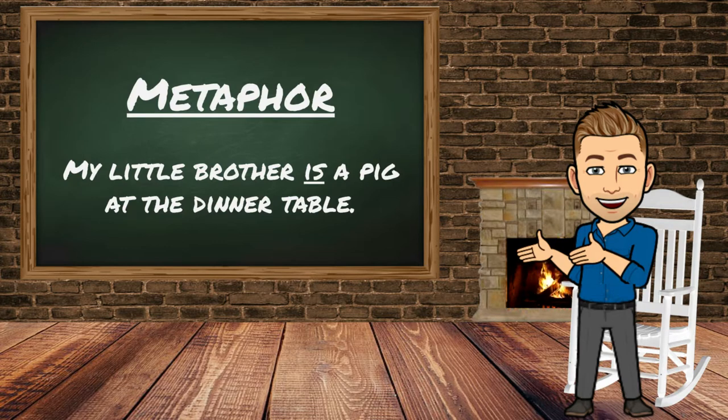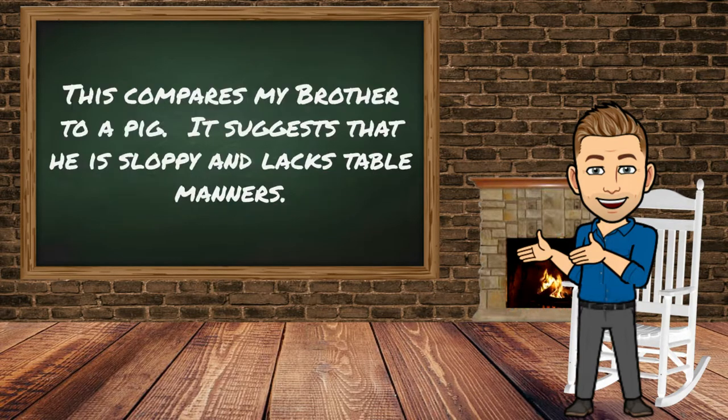My little brother is a pig at the dinner table. So here we're taking that people generally know pigs are sloppy and can be messy, and we're comparing it to my little brother by saying he is a pig, and that's our key word there. So this compares my brother to a pig, and it suggests that he's sloppy and maybe lacks table manners.